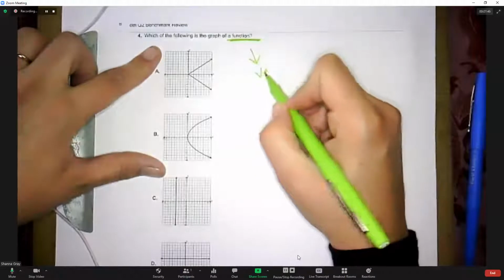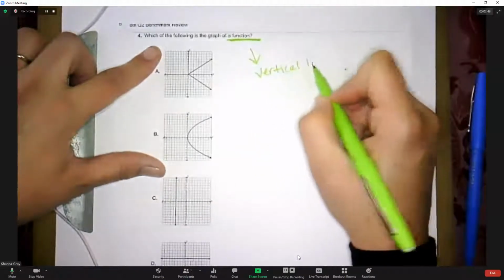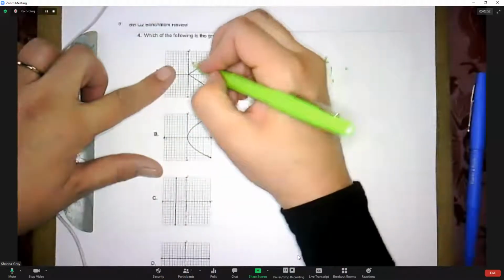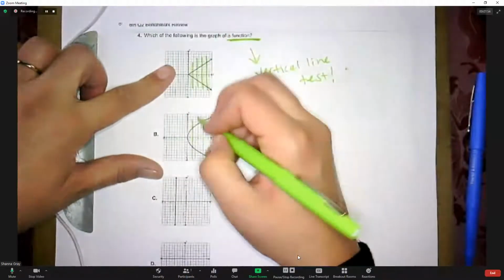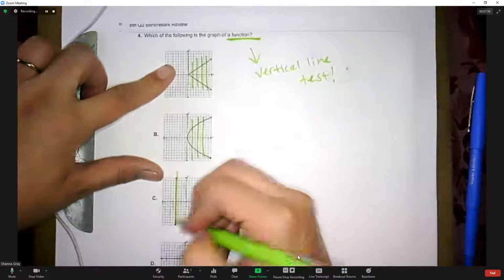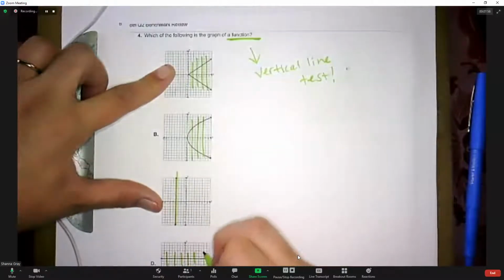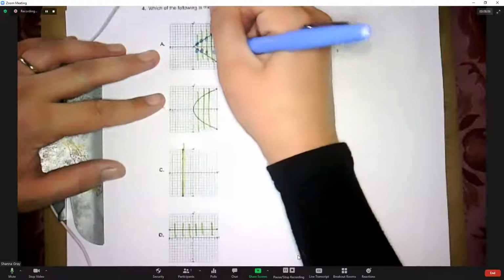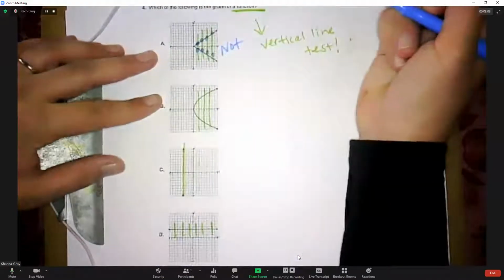So this is where you check with a vertical line test. So you're thinking about if you drew imaginary vertical lines through these graphs, is there any place you can draw a vertical line where it crosses more than once? Which hopefully, as you can see how I did this, on this, it crosses twice there and there, so it's definitely going to cross twice. So this is not a function.